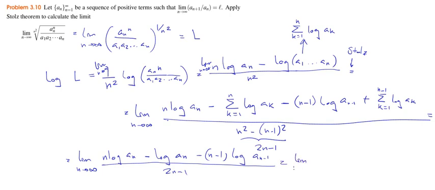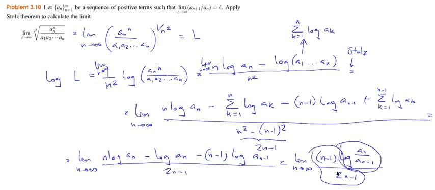So this is n minus 1 times the logarithm of this minus the logarithm of this, but because of the properties of the logarithm, we can write it like this. This is over 2n minus 1. And so now we have the limit of the product, the limit of this and the limit of this.